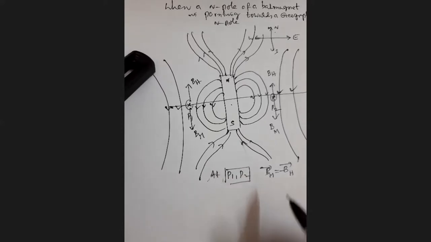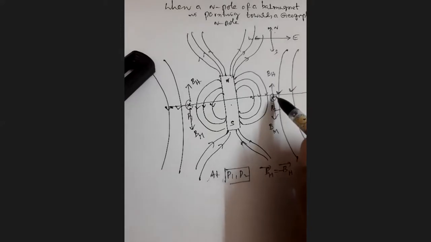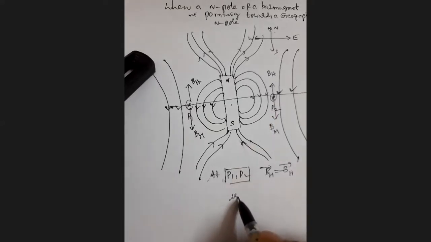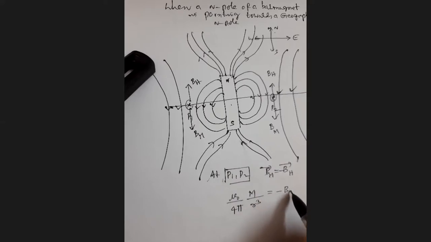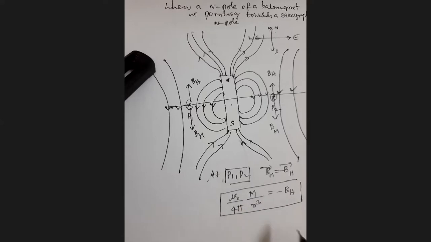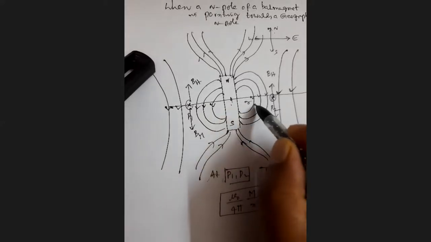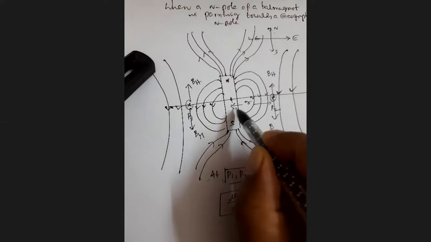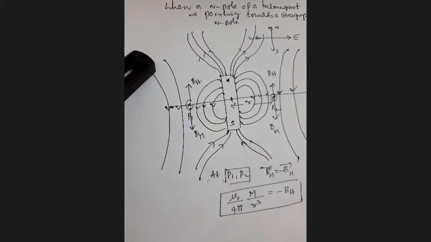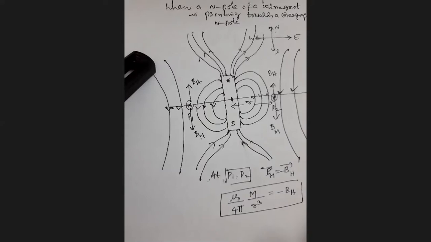But the magnetic induction field strength on the equatorial line of your bar magnet, for a short bar magnet, is mu naught by 4 pi, M by r cube, equal to minus BH. Using this, you can calculate the pole strength m of the given bar magnet, because capital M is equal to m into 2l, where r is the distance of this neutral point from the center. Okay, so this is the superposition of two magnetic fields.